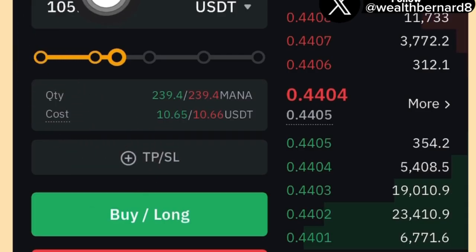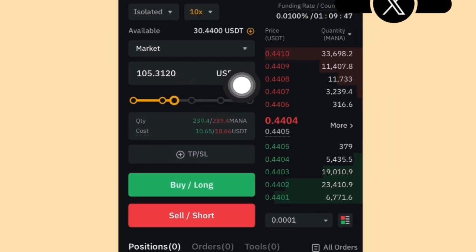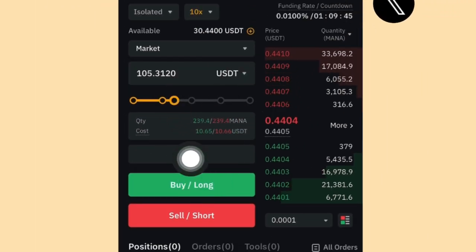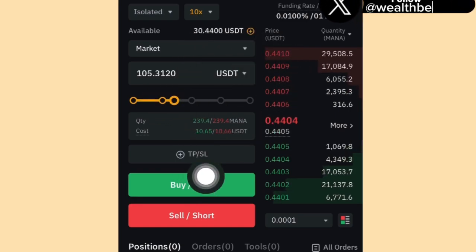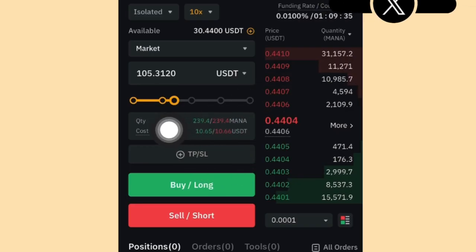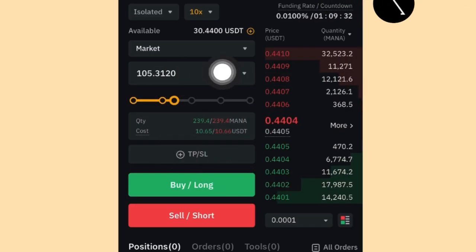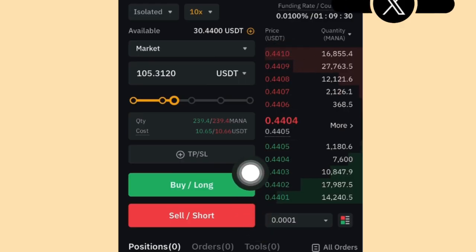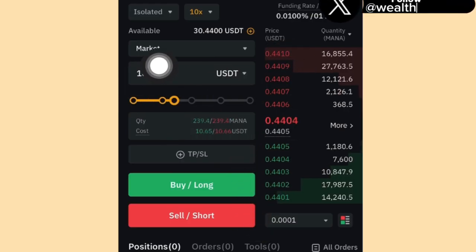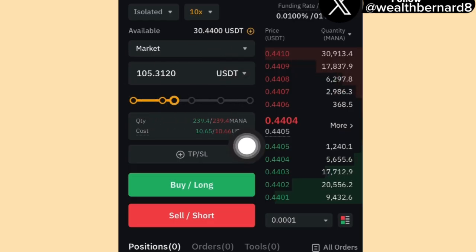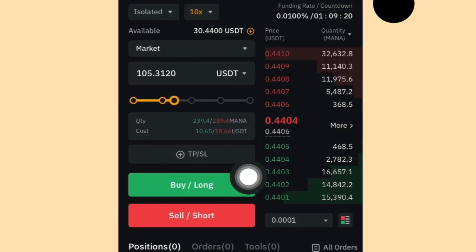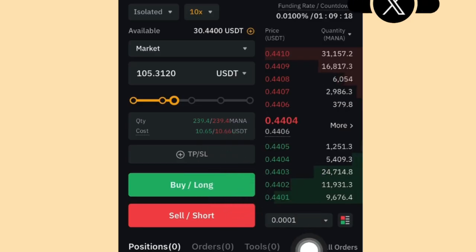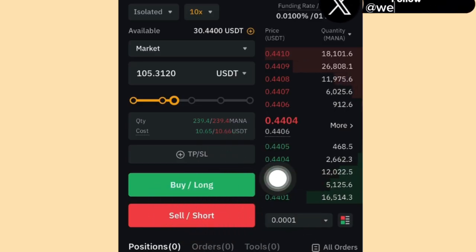You can see the quantity of MANA we're going to be trading is 239. This 105.3 USDT you're seeing here is due to the 10x leverage we use. That is to say, they get to 10x the 10 USDT we want to use to trade MANA to 105 USDT, and that is why you're seeing this 105 USDT here. However, once you set what you want, the 10 USDT you want to trade, the next thing to do is to click on either buy or sell.